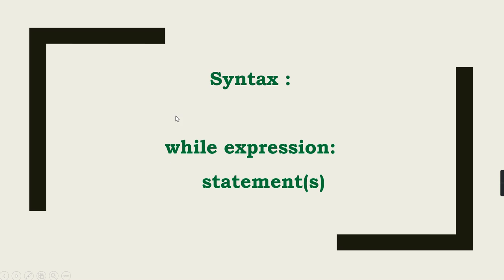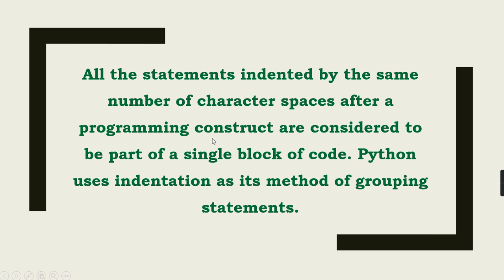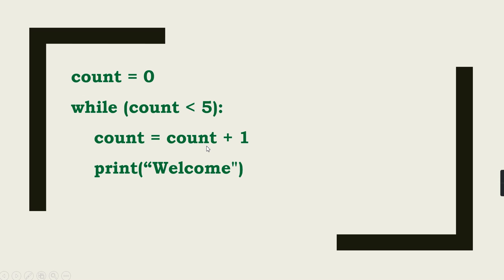Whenever you are writing any block statement, whether it is if, for, or while, you have to write the statements in the indented form, and the statements which have the same indentation will be treated as part of the while loop. So all the statements indented by the same number of character spaces after a programming construct are considered to be part of a single block of code. Python uses indentation as its method of grouping statements.